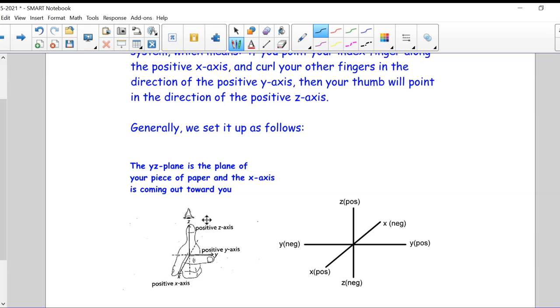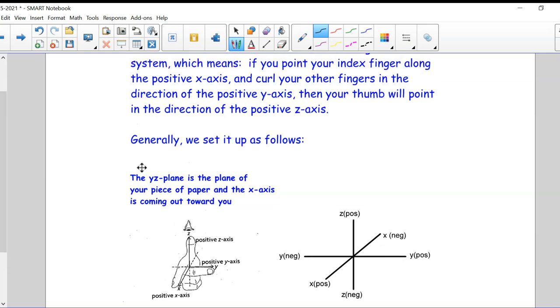The negative side is the one that's going into the board. The left side is the negative side of the y-axis. The right side is the positive side of the y-axis. The top side is the positive side of the z-axis. The bottom side is the negative side of the z-axis. Okay? All right. So the YZ plane is the plane of your piece of paper.